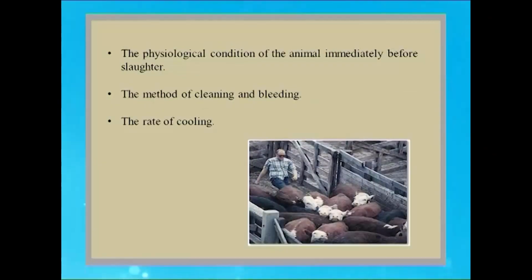The second most important factor which decides the invasion of microorganisms in the meat is the physiological condition of the animal immediately before slaughter. This is very important because the meat we are going to consume is coming from an animal. So we have to see whether the animal is infected or not, whether the animal has been suffering from a disease or not. If the animal is suffering from a disease, we should not consume such meat because the microorganisms are already present in the body of that animal. So the physiological state of the animal is very important in order to know the spoilage of the meat.